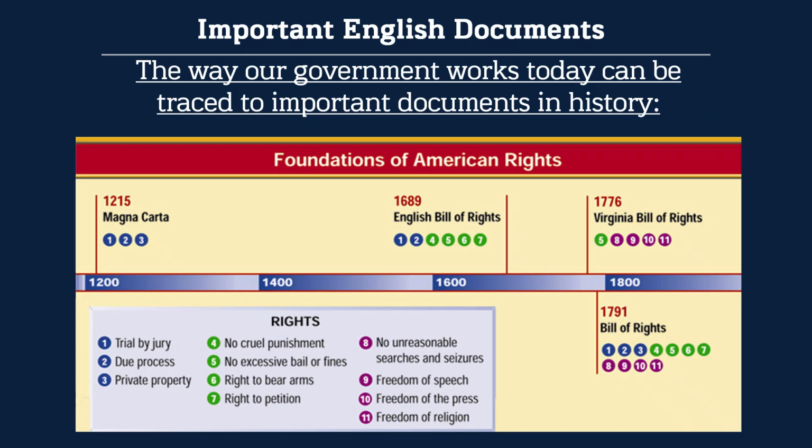And you can see the timeline, right? Magna Carta, rights like trial by jury, due process, private property, again, limited taxation. In 1689, they reaffirmed these rights. They also add in no cruel punishment or excessive bails or fines, the right to bear arms, the right to petition, and the Virginia Bill of Rights in 1776, where we again add protection from unreasonable searches and seizures, the freedom of speech, the freedom of press, the freedom of religion, and all these are accumulated in 1791 when we pass our Bill of Rights, the first 10 amendments, outlining individual rights for every person in the United States.